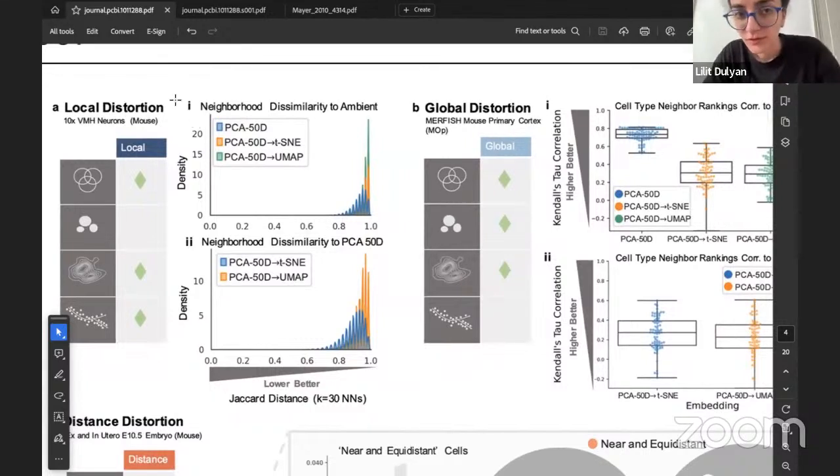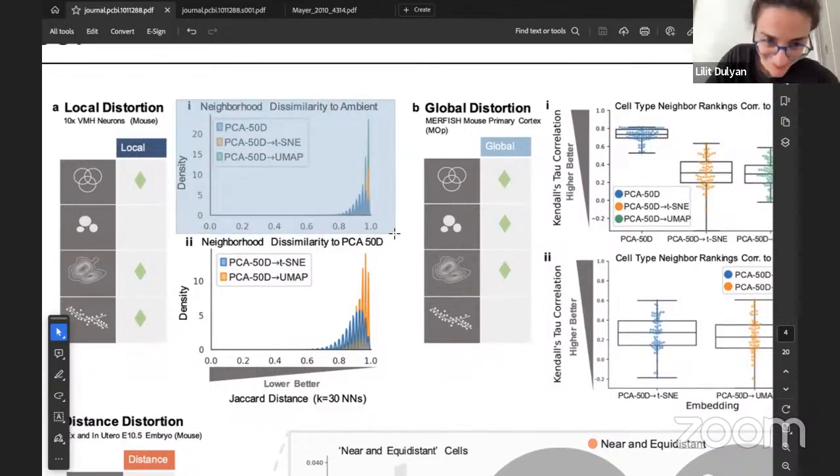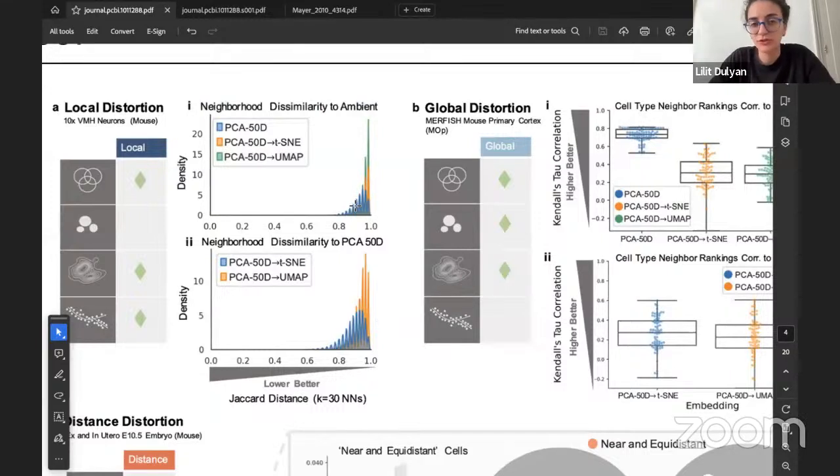So again, we see that the situation is not good because the Jaccard distance is closer to 1. So meaning that the local structure is not preserved.